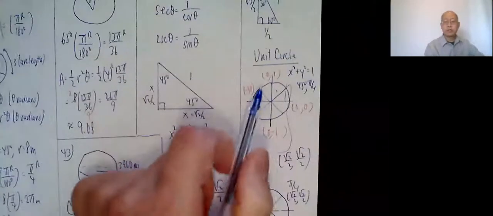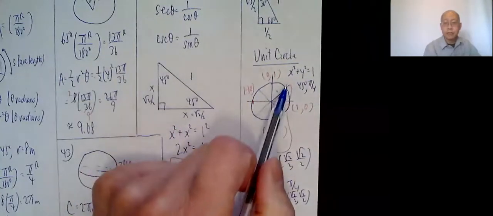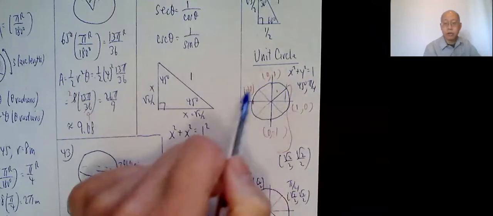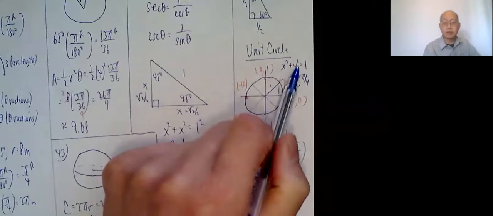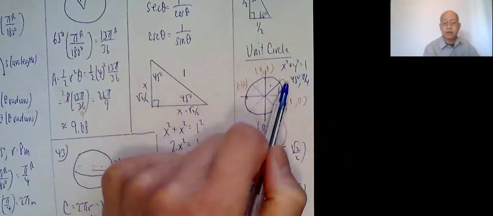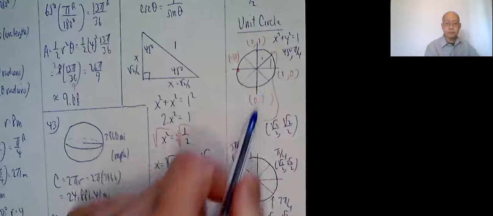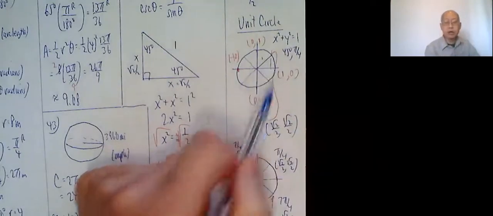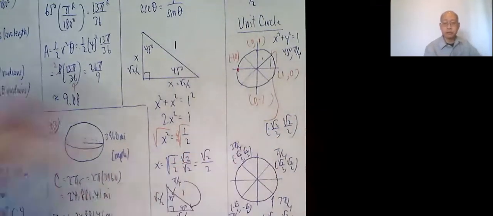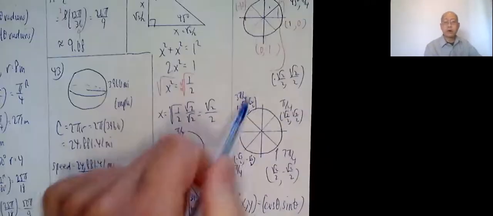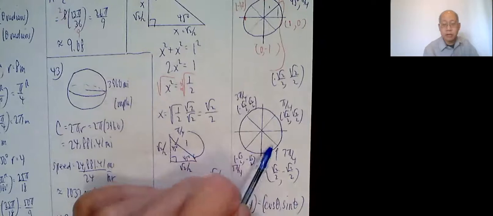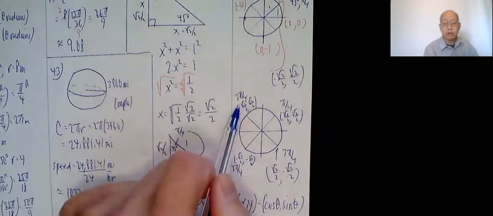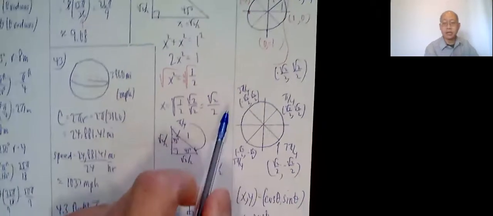Okay, so here's a unit circle I went over in class. 1, 0, 0, 1, negative 1, 0, 0, negative 1. The equation is x squared plus y squared equals 1. Here's 45 degrees, which is pi over 4. That means the x and y coordinates are both radical 2 over 2. If I go all the way around the circle, x and y here, here, here, and here, they're also all radical 2 over 2 except for the sign.